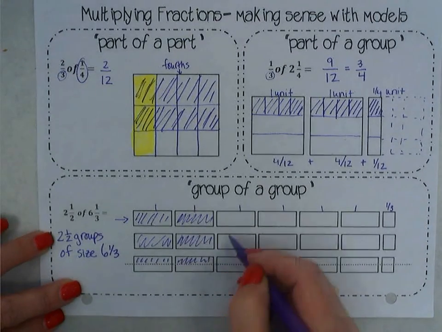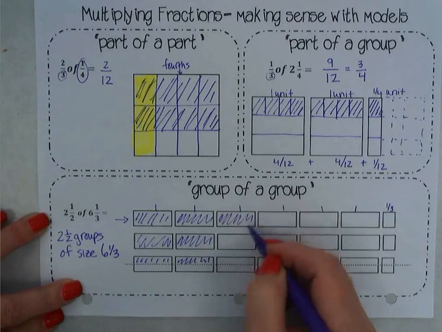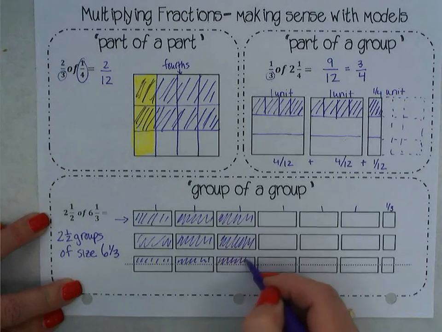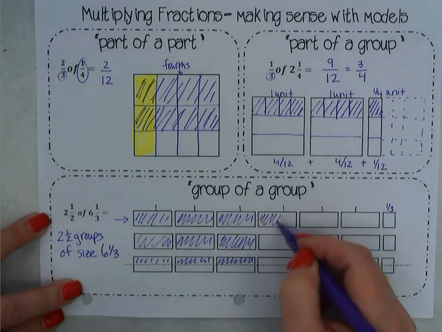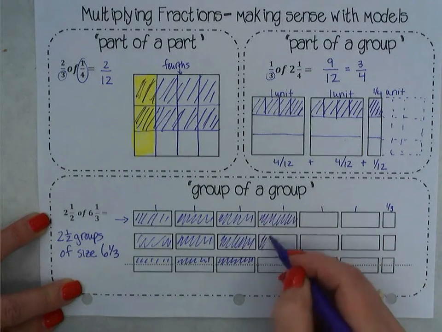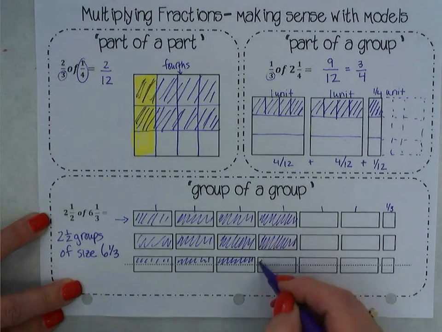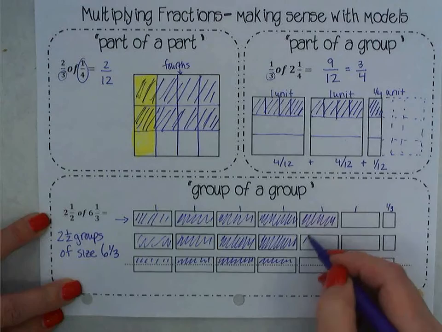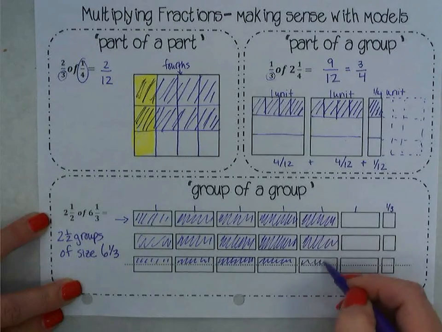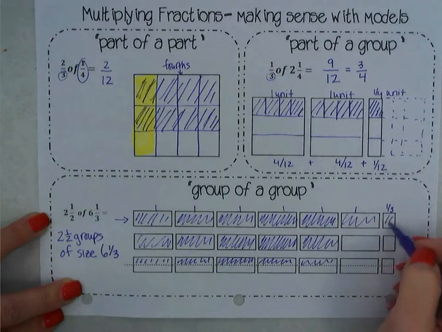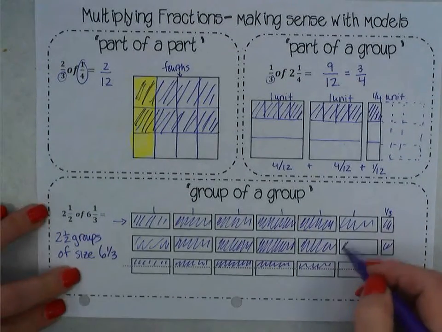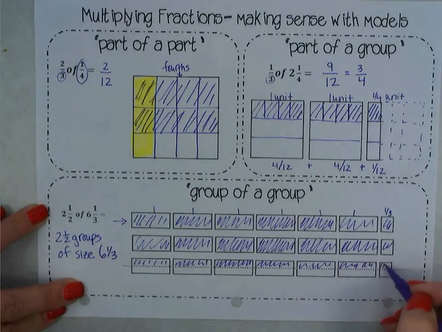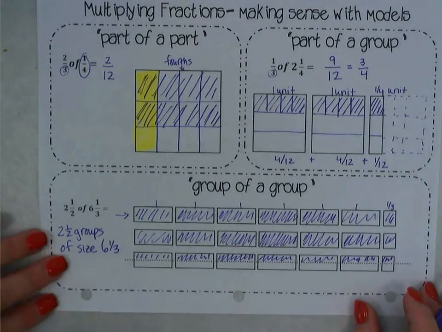And the problem that we looked at in class talked about harvesting corn. It said that you could harvest 6 1/3 acres of corn every day. How many acres would you harvest in 2.5 days? So this model would represent that problem. And now we're just going to have to add up all of the shaded parts here. And we're going to have to be careful because they all are different size pieces. But we can handle that.